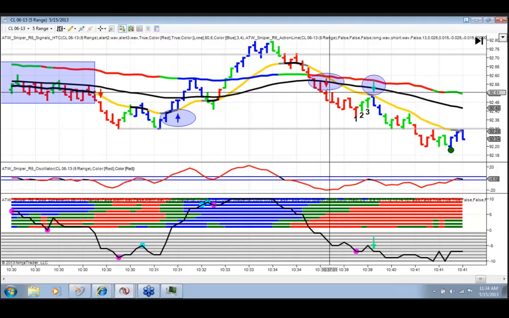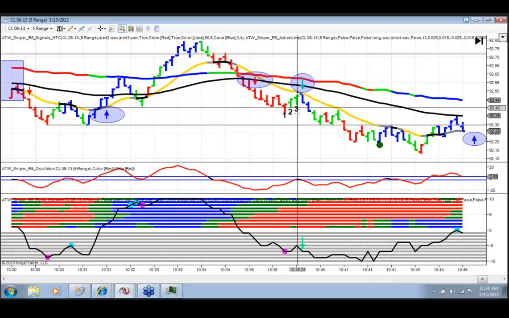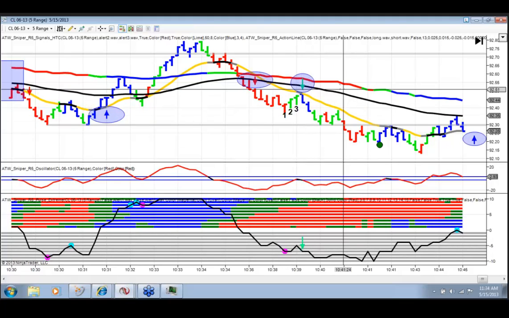And then we get a PEDC short again, 3 up close bars, only 1 up move in the pulse line, down close price bar, down close pulse line, short on the PEDC, nice winner.